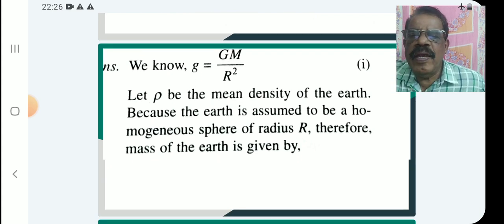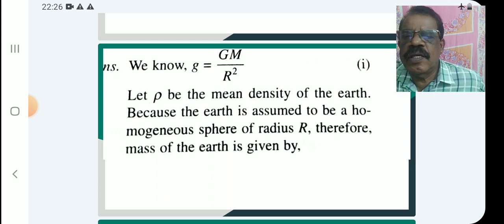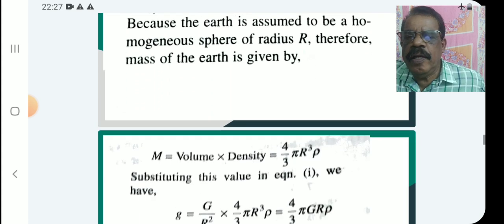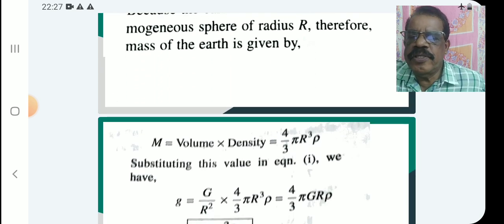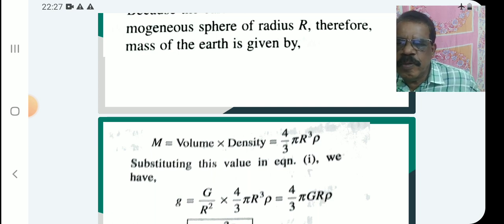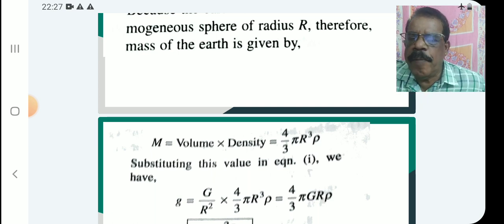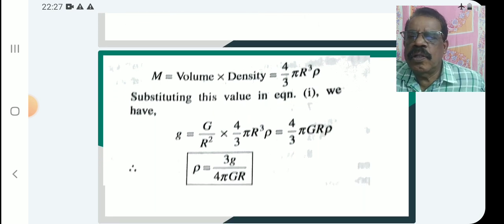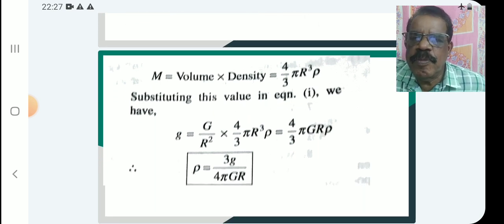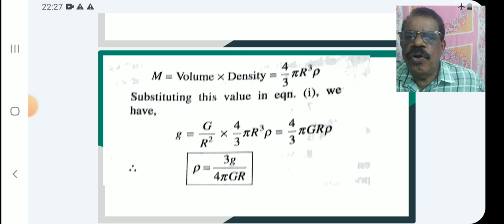Let rho be the mean density of earth, because the earth is assumed to be a homogeneous sphere of radius R. Therefore, mass of earth is given by M is volume into density. We can consider the earth as a homogeneous sphere, a sphere of uniform density. So its mass M can be written as volume into density, 4/3 pi R cubed into rho. That is the mass of the earth in terms of density. M is equal to 4/3 pi R cubed rho.